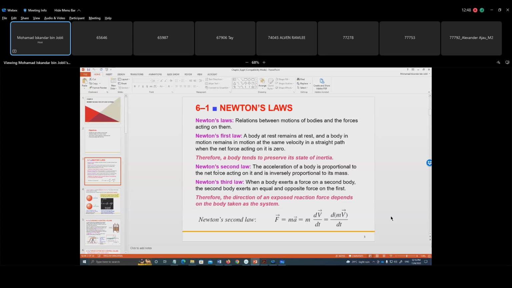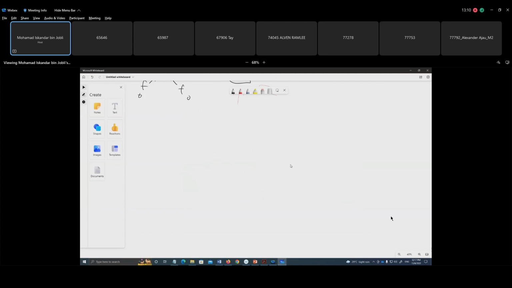Right, Newton's second law. The acceleration of a body is proportional to the net force acting on it, and it's inversely proportional to its mass. If you read this statement, it's not going to go in. You can't digest it easily. Rather, I'll show you.